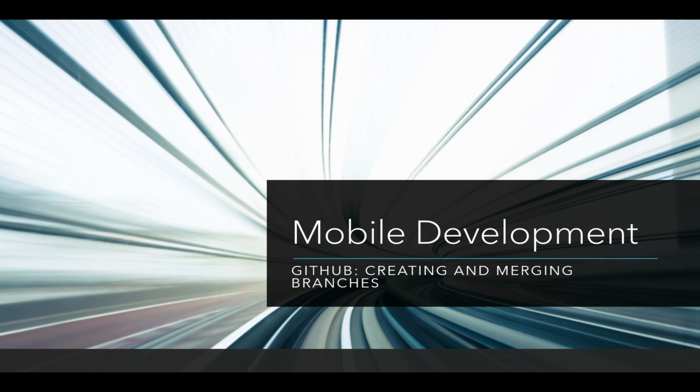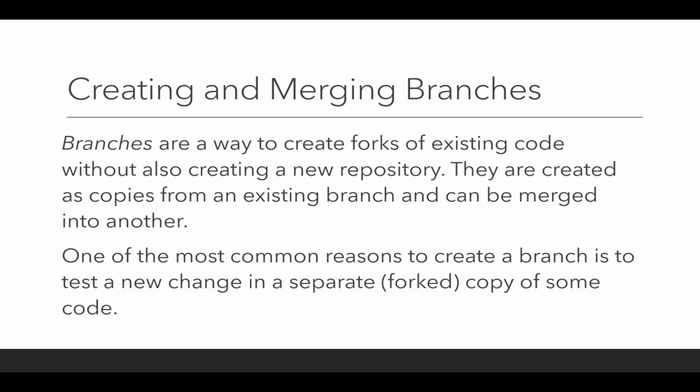GitHub, creating and merging branches. Branches are a way of creating forks of existing code but without also creating a new repository. They are created as copies, again forking, from an existing branch and can also be merged into another.